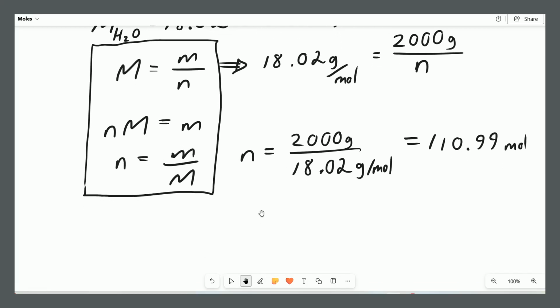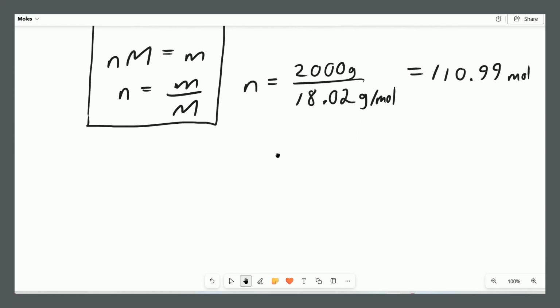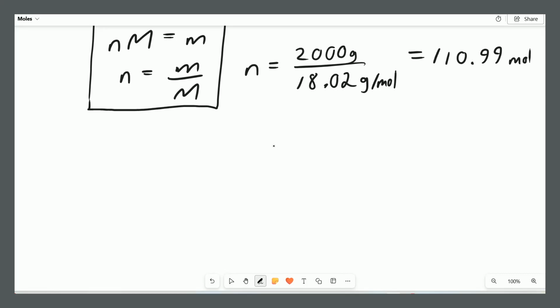So we know that 2 kilograms of water will have 110.99 moles of H2O particles, but how many actual H2O particles will there be? Well, we know that the number of moles equals the number of particles divided by Avogadro's constant, 6.02 times 10 to the power of 23. Now, this is an approximation to 2 decimal places. In scientific notation, depending on your application, you might go to more or fewer decimal places. We'll use 2 decimal places for the purposes of this video.